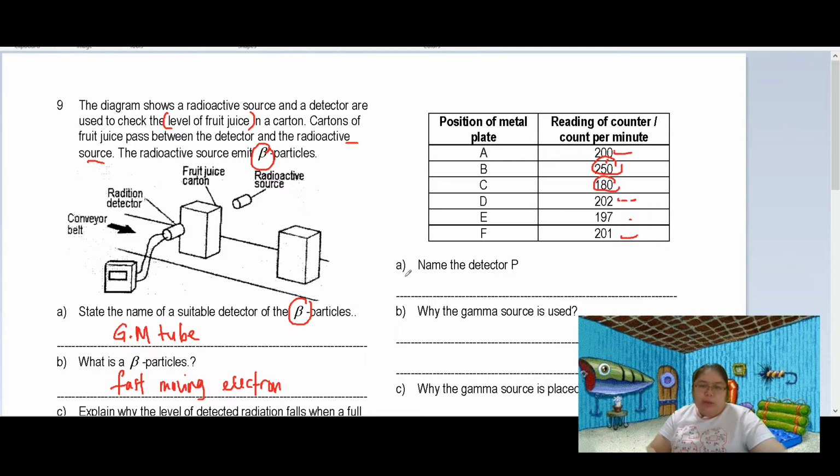Now we're going to see the first one. Name the detector P. Remember, the detector we are always using is a GM tube, Geiger-Müller tube. Why is the gamma source used? Because of the metal plate. The gamma source is used because of its high penetrating power, so it can penetrate the metal plate. You can also say it has high penetrating power.